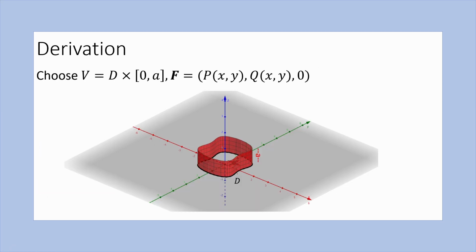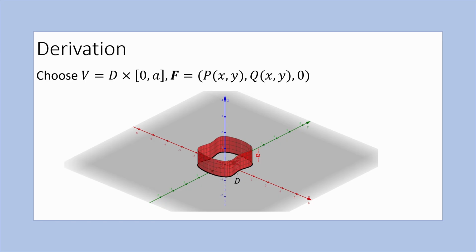To reduce the dimension of the integral in the divergence theorem, we begin by choosing a specific 3D region V. We let V be the region D × [0, A], where D is the region in the xy plane and A is a non-zero constant. As shown in the figure, D is the base bounded by the black curve, which we call C, and V is the whole solid above it.